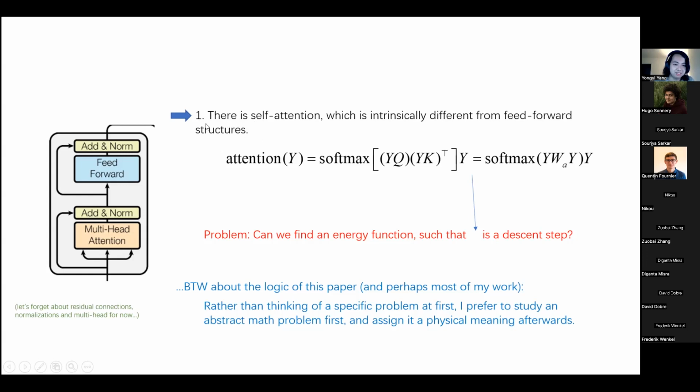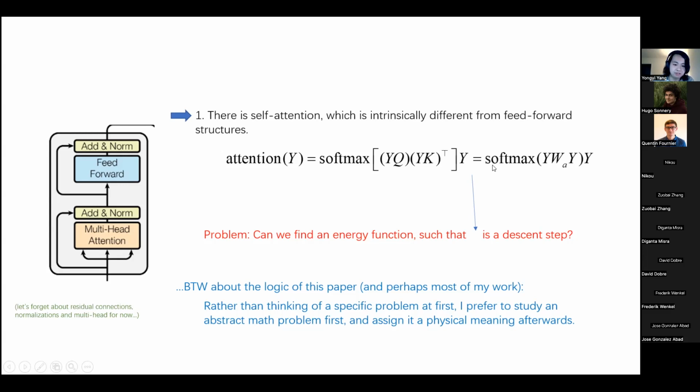As I mentioned, there is a self-attention. So the problem becomes, can we find an energy function such that this self-attention, written in this form, where we ignore the multi-head for now, which is not very essential for transformers, is a descent step of that energy? We will show that.